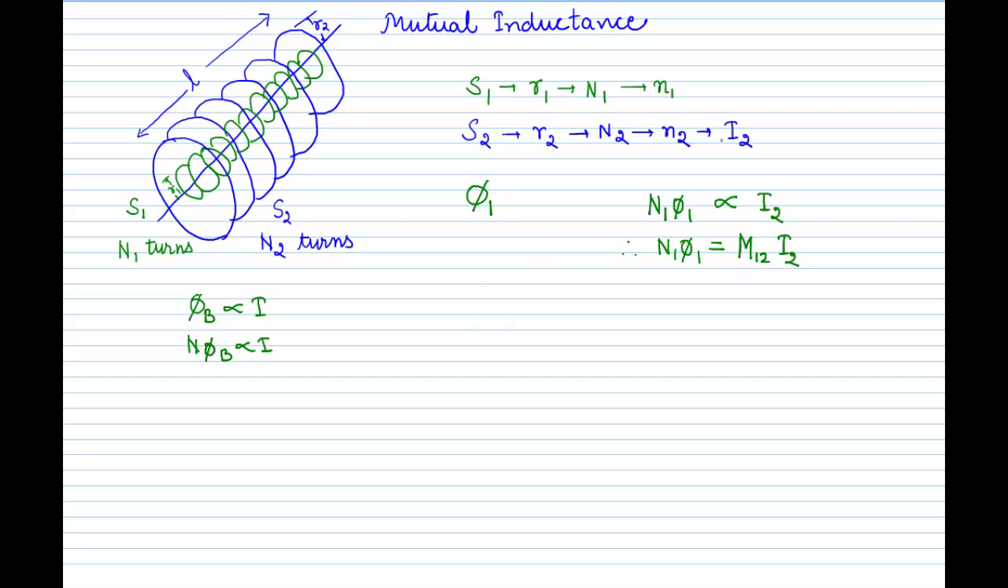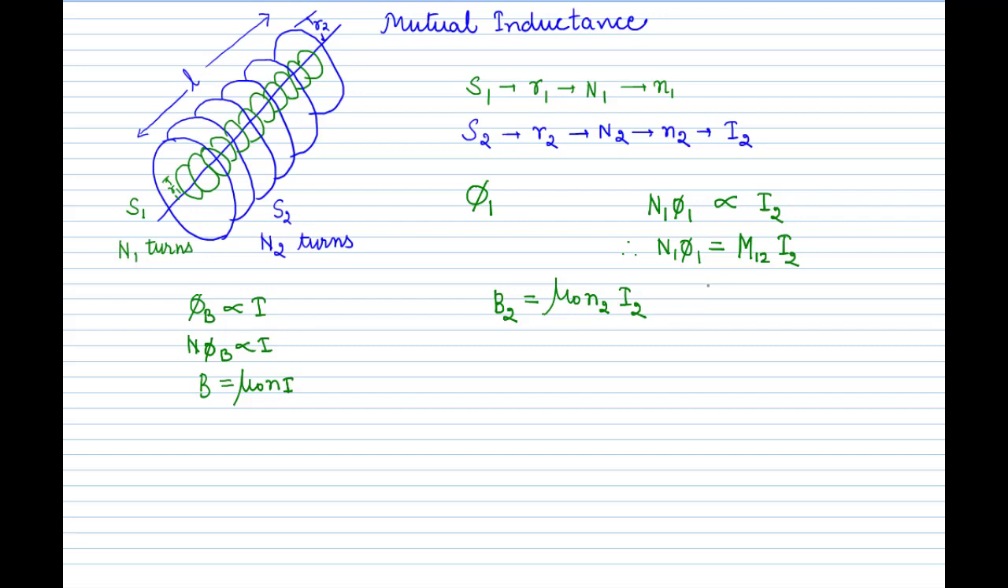Now the current I2 is flowing in the coil S2. Due to this current I2 in S2, there is a magnetic field in coil S2. This is a solenoid, and for a solenoid the magnetic field B is equal to mu naught n i. If you don't remember, just refer to my lecture, the link is given below. So in the coil S2, B2 is equal to mu naught, the number of turns per unit length n2, and the current I2. So B2 is equal to mu naught n2 I2.